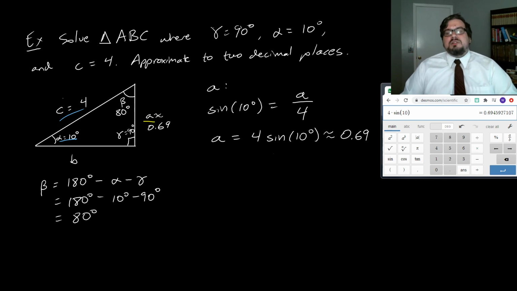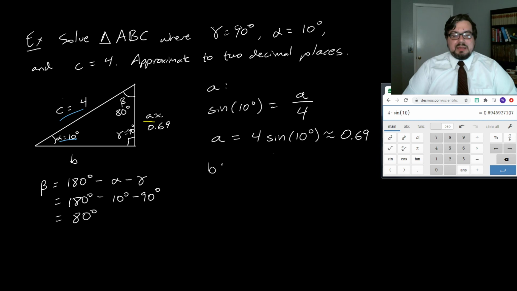Also, smaller sides go opposite smaller angles. And so 10 degrees, alpha, being a fairly small angle, much smaller than, say, beta, which is 80 degrees, should correspond to a short opposite side. So this makes sense, although we'll be able to say more about that once we figure out what B is. So this is how we approximate A.